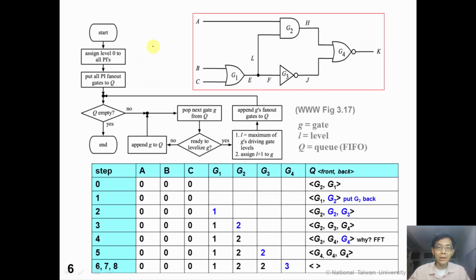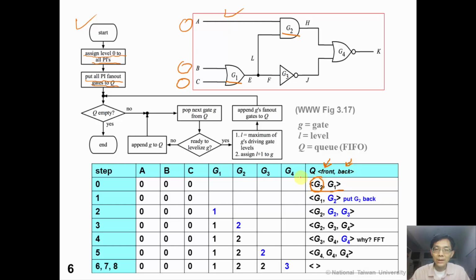So how can we do it? In our textbook, we show this algorithm to levelize the circuit. Take the same circuit for example. Initially, we assign level 0 to all the primary inputs, which are A, B, and C. And then we put all the primary input fan-out gates to a queue. In this circuit, the fan-out gates of primary inputs are gates G1 and G2. We put them in the queue, where the left-hand side is the front of the queue, and the right-hand side is the back of the queue.